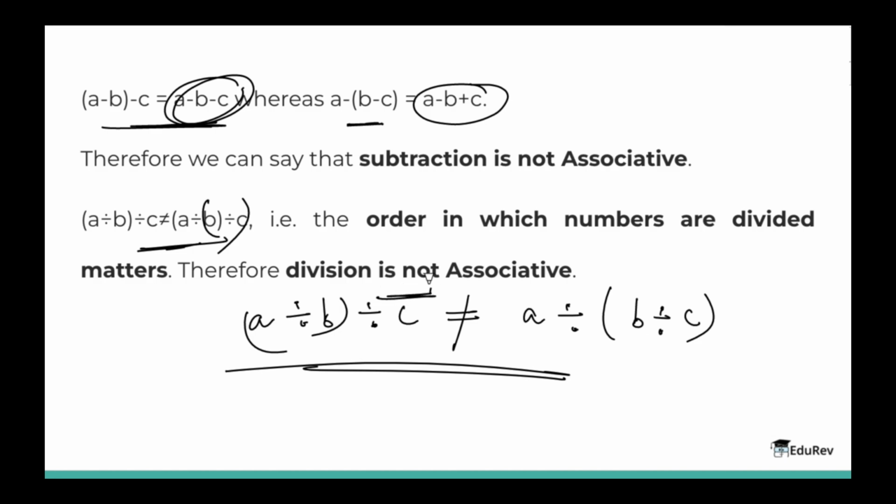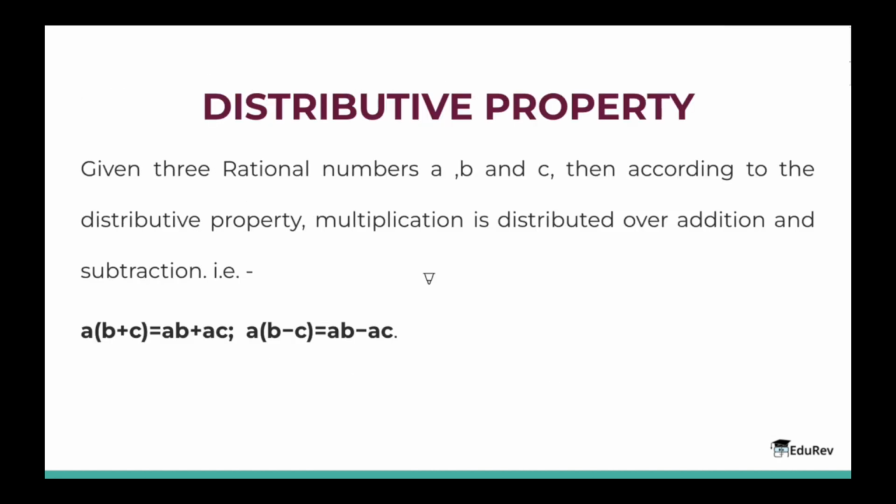Now the last property which we are going to talk about today is the distributive property. Given three rational numbers A, B and C, the distributive property of multiplication basically says that multiplication is distributed over addition and subtraction. If A is multiplied by B plus C, then I can say that AB plus AC is what I'll get.